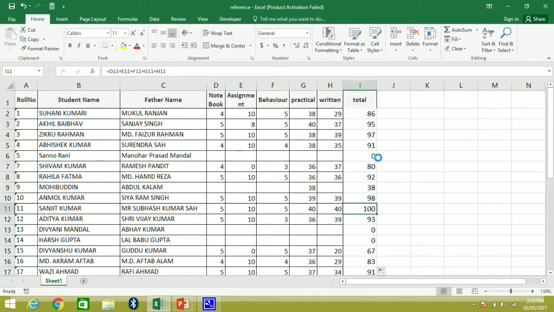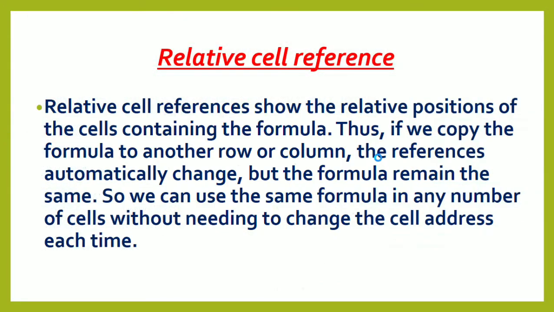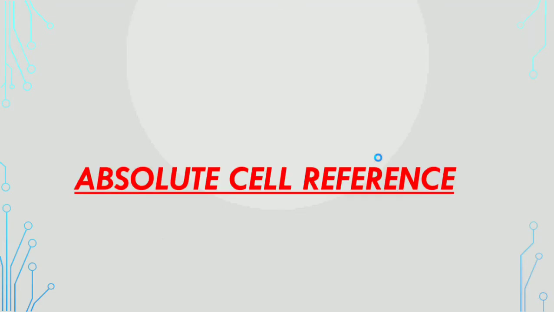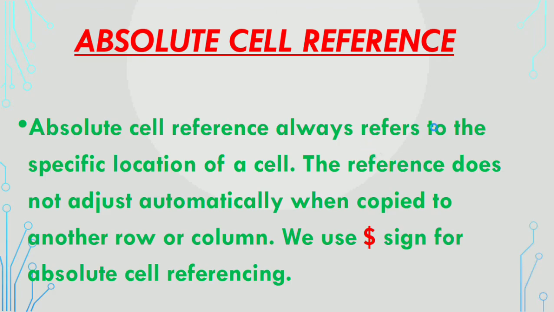Next we will discuss absolute cell referencing. Absolute cell referencing always refers to a specific location of a cell. The reference does not adjust automatically when copied to another row or column. We use the dollar sign for absolute cell referencing. So let's see how we will use the dollar sign.